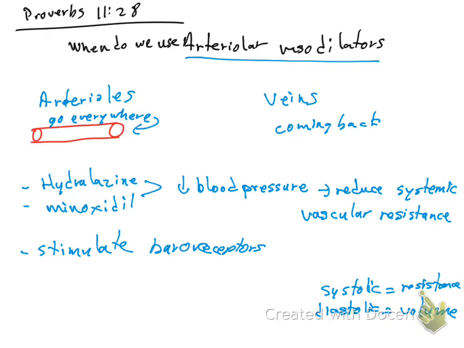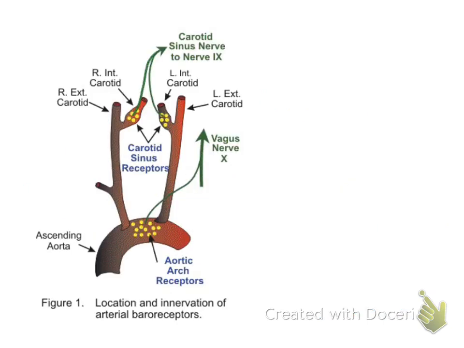So probably it would be a good idea if we figure out what baroreceptors are. Basically, the baroreceptors are mechanoreceptors, and they are located in the carotid sinus, as we can see right here. Let me just do this here in red. This is the carotid sinus, they're located right there, and also in the aortic arch.